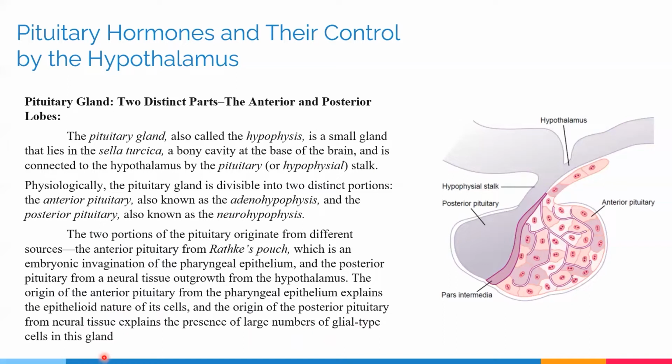Thus, the majority of the cells present in the anterior and the posterior pituitaries respectively depend on the origin of these tissues during embryonic development. And as the anterior pituitary is developed from pharyngeal epithelium, it has epithelioid nature of its cells. And as the posterior pituitary comes from neural tissue, it has large glial type cells in its gland.